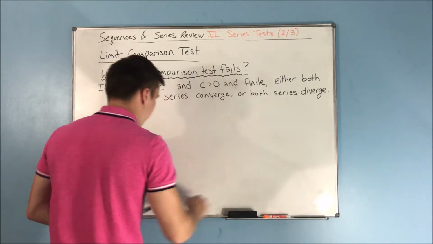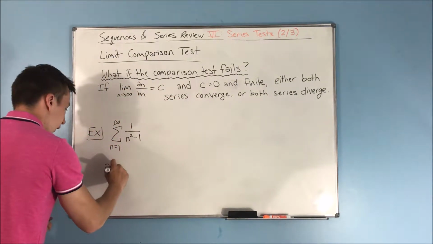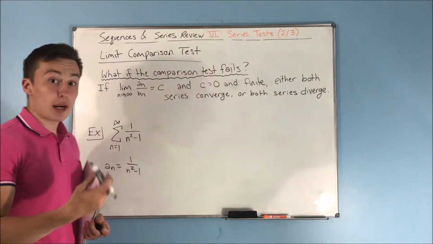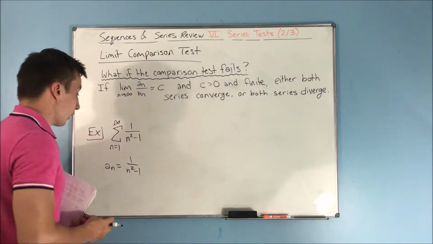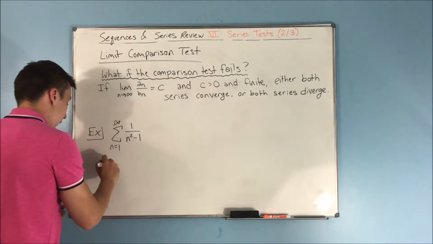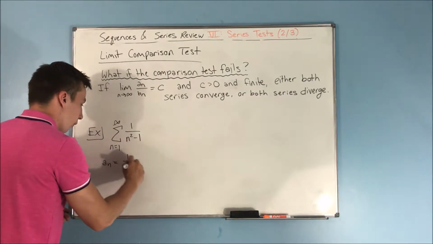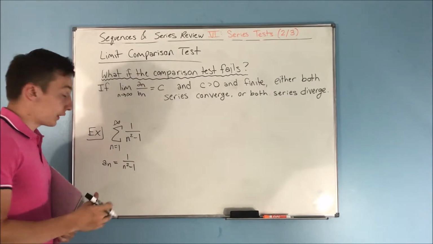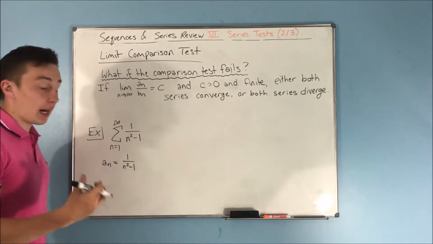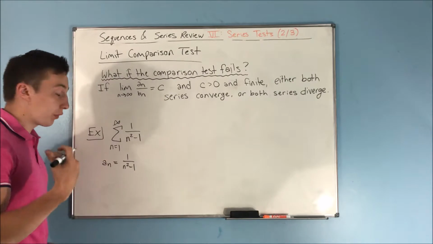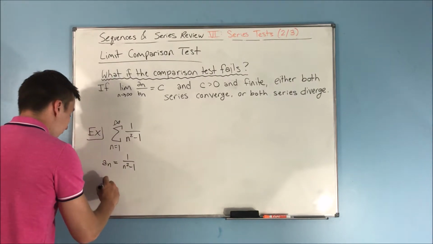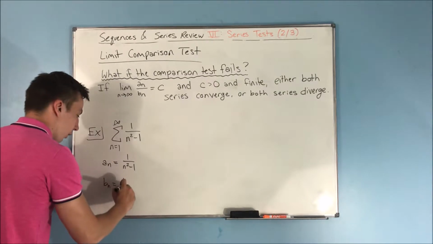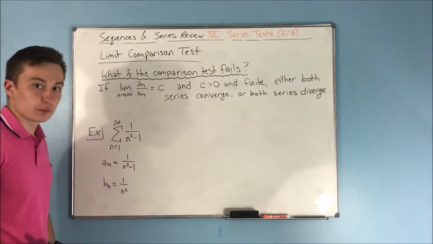Now we know that our a sub n is equal to 1 over n squared minus 1. That's what we got in that summation. And b sub n, that's our compared series, so that's going to be 1 over n squared. That's what we're comparing to.